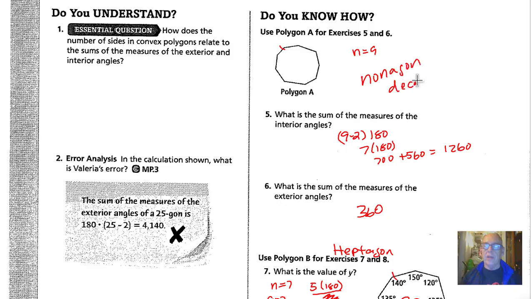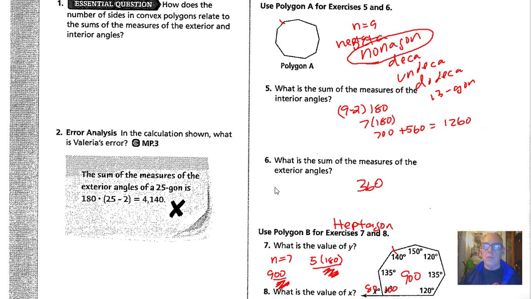10-sided would be decagon. 11, undecagon. 12, dodecagon. Bigger than that, we just do 13-gon. And octagon is 8. Heptagon is 7. Hexagon is 6. Pentagon is 5. But for our purposes right now, this is a nonagon, a 9-sided polygon. It's convex.